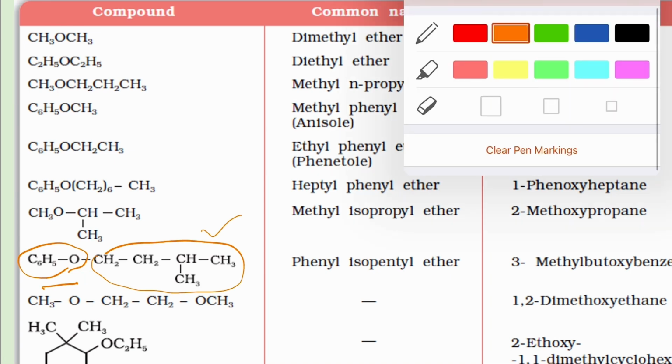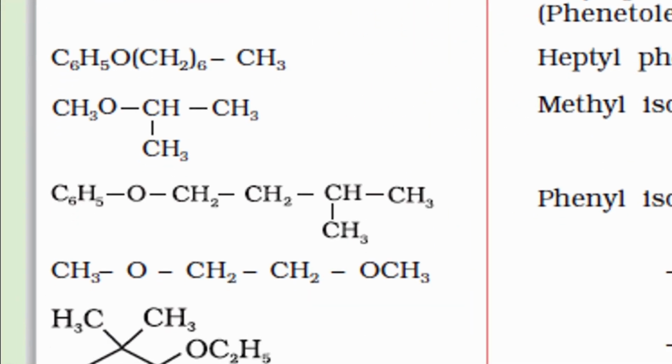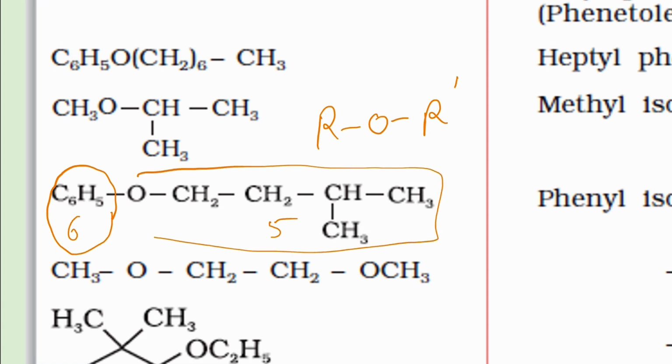As I told you in the beginning, you have to see R-O-R'. The bigger R group is always the alkane and the smaller is the alkoxy. So here you have 5 carbons on this side and 6 carbons on this side, so this is clearly bigger. I'll take benzene as the main compound, and on benzene you have this as a substituent. So this part becomes alkoxy.